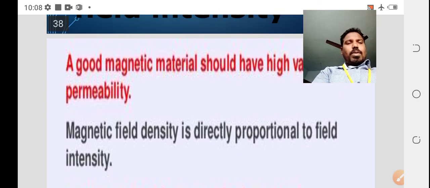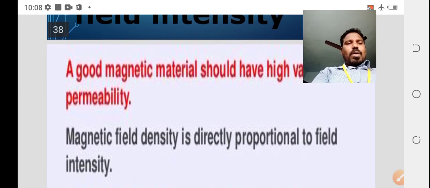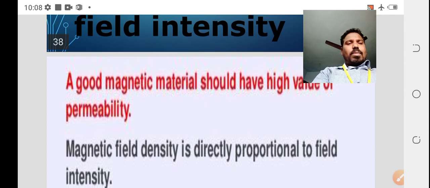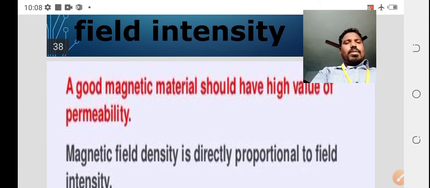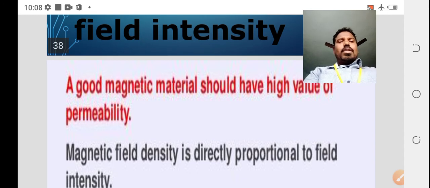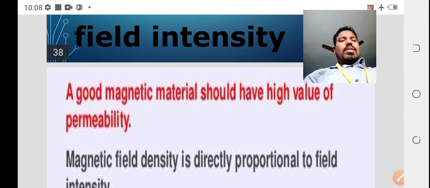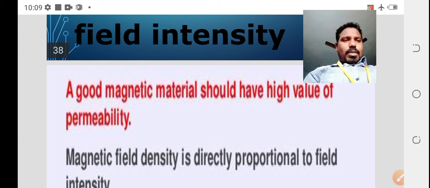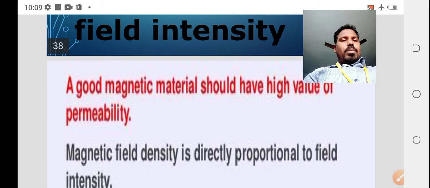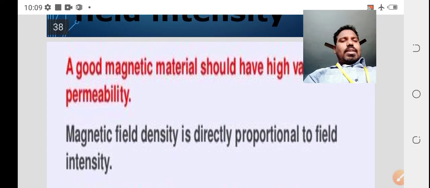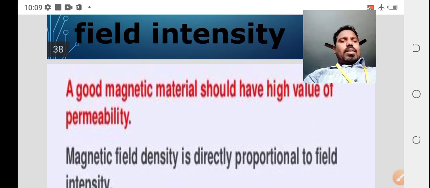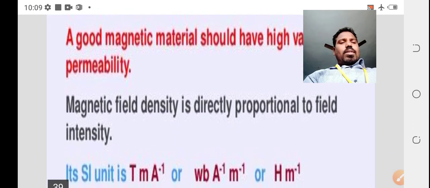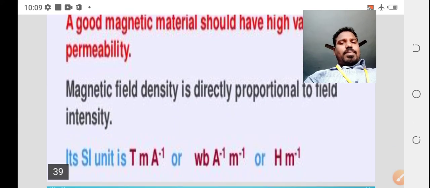We have a particular case regarding magnetic permeability: a good magnetic material will have a high value of permeability. So if you want to find a good magnetic material, it will consist of a high value of permeability. The magnetic field intensity is directly proportional to the field density, that is, B is proportional to the field intensity.